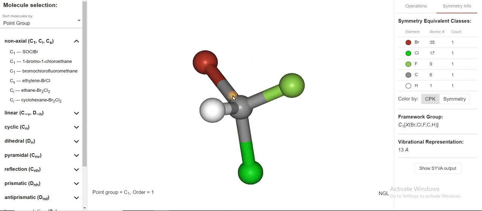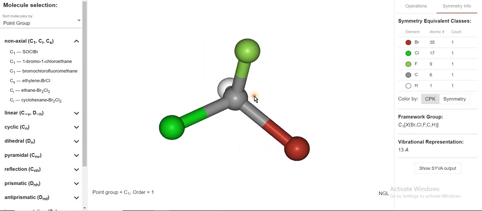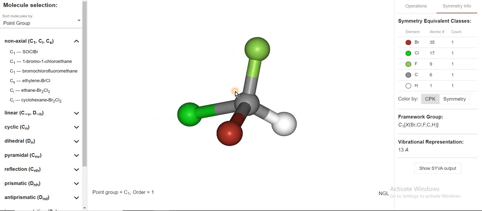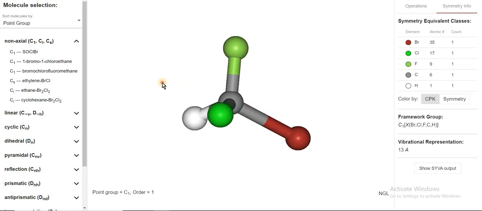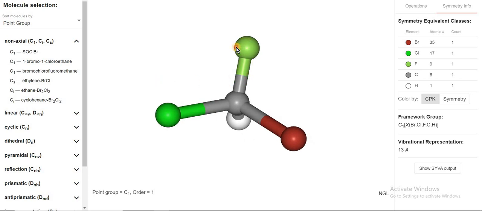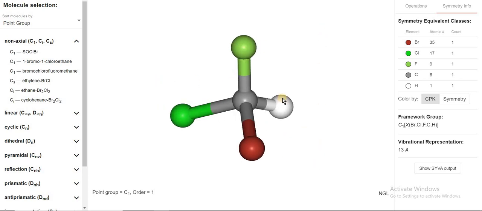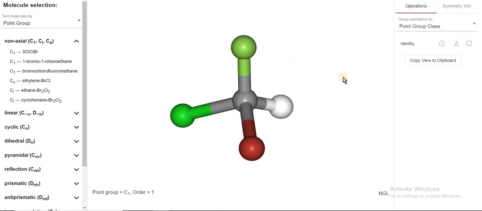Here this is a chiral molecule which is optically active. An optically active molecule has a non-superimposable mirror image. If we make a mirror image of this molecule, it will be non-superimposable on that mirror image and it will rotate the plane of plane polarized light. So this is an optically active molecule. This also has only one symmetry element, which is the identity element.